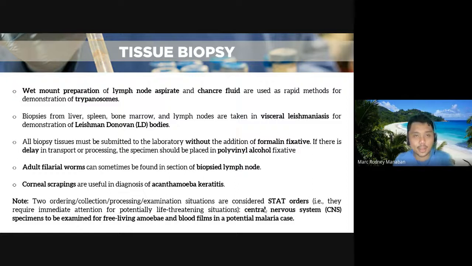And a last reminder, dears. Aside from the preparation of blood films for detection of malaria, we also have one stat order, and that is the examination of CSF for free-living amoeba, especially Naegleria or Acanthamoeba. Examining CSF for Naegleria must be done immediately, because most often, those affected by Naegleria die. It is fatal in 95% of cases, so examine immediately so treatment can start as soon as possible.